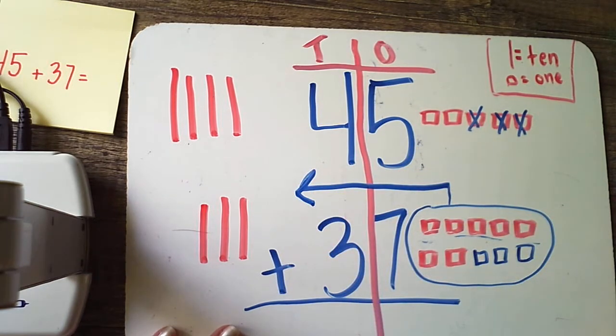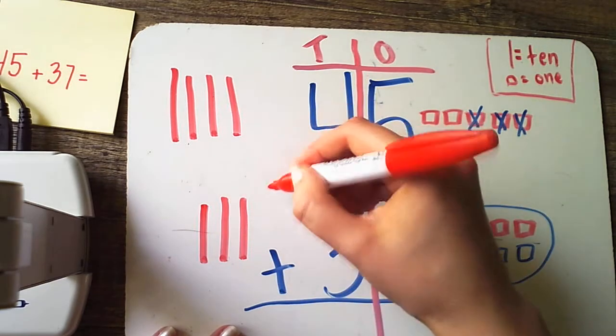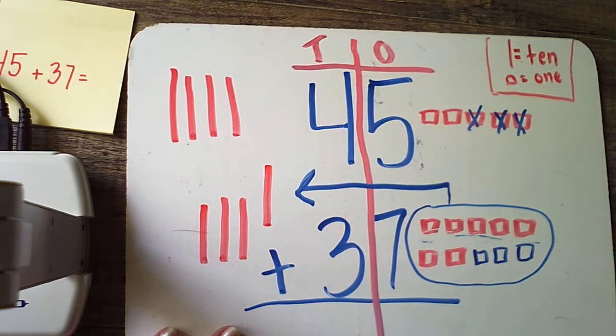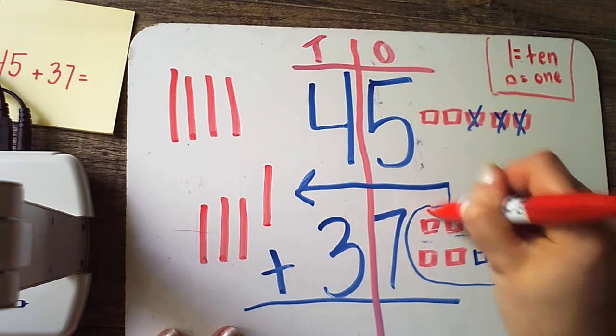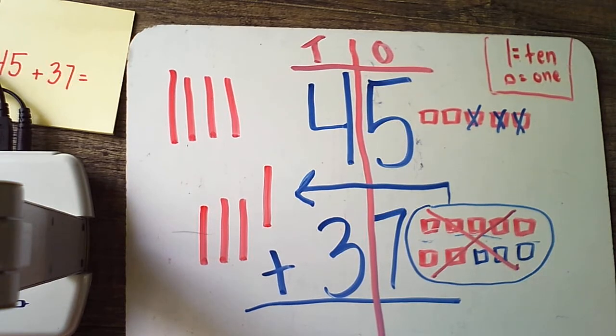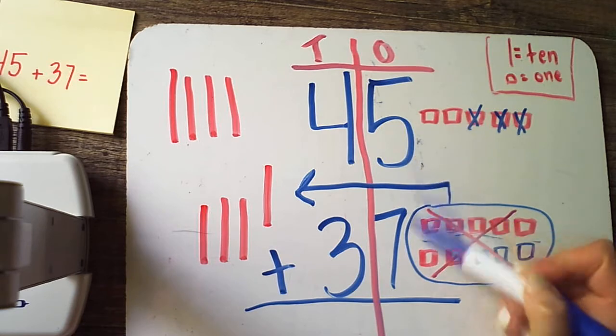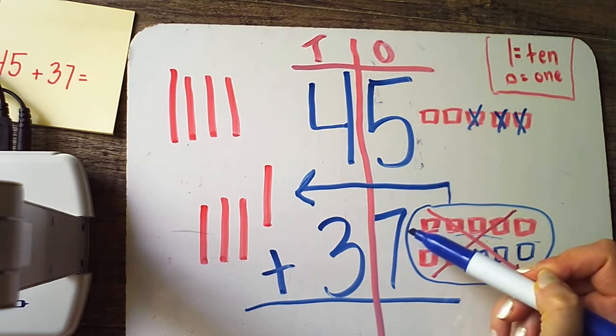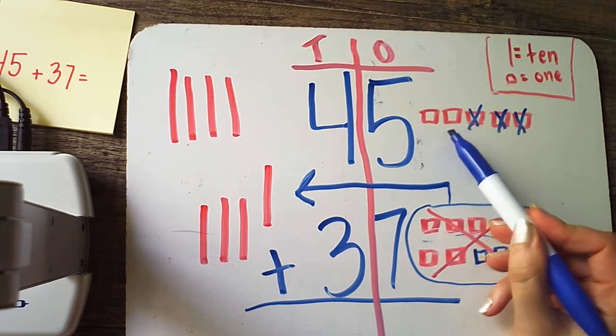This group of 10 is now going to be traded for a 10. But don't forget to cross it out. We don't want to count things twice. Now I'm going to go back and count what I have left, remembering that I'm no longer paying attention to the digits. Instead, I need to look at my picture.